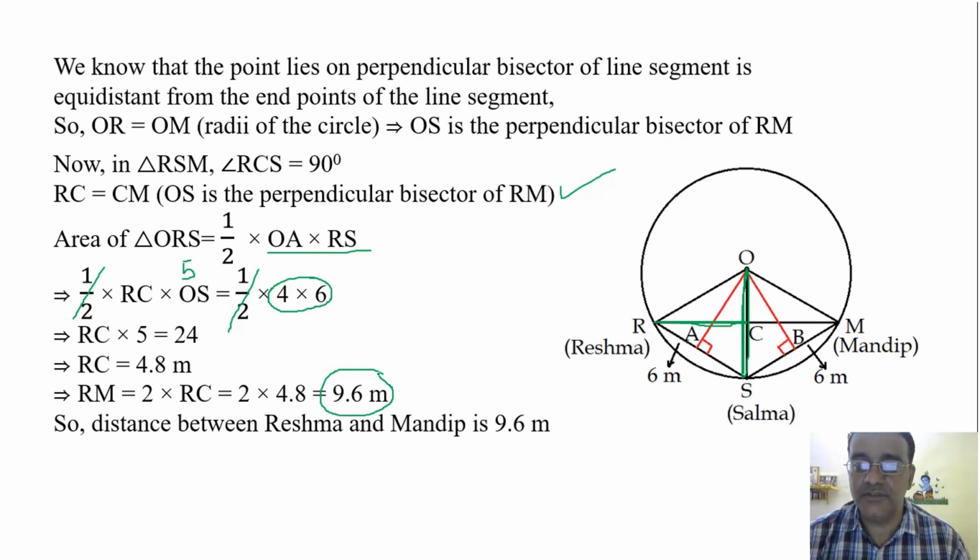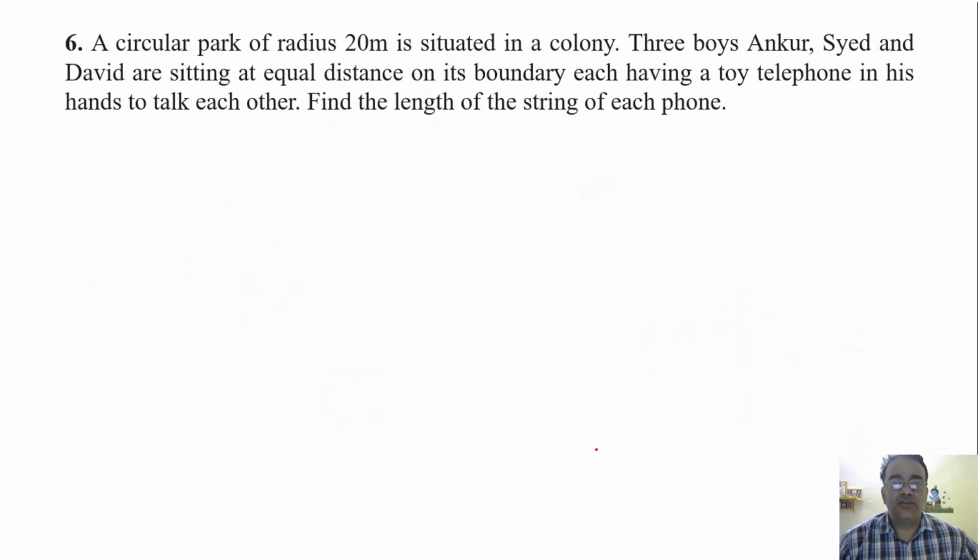Any doubt in this question? Okay. Now the last question of that exercise, a circular park of radius 20 meter is situated in a colony. 3 boys, Ankur, Said and David, are sitting at equal distance on its boundary, each having a toy telephone in his hands to talk to each other. Find the length of the string of each phone.